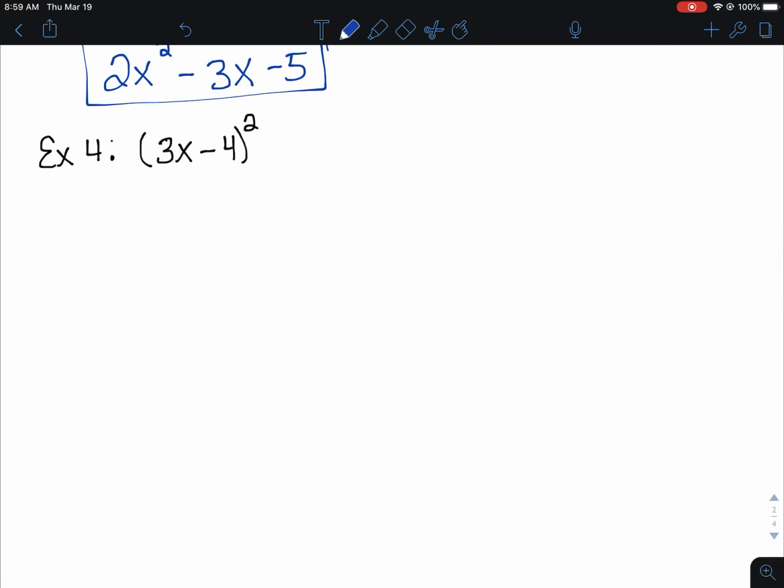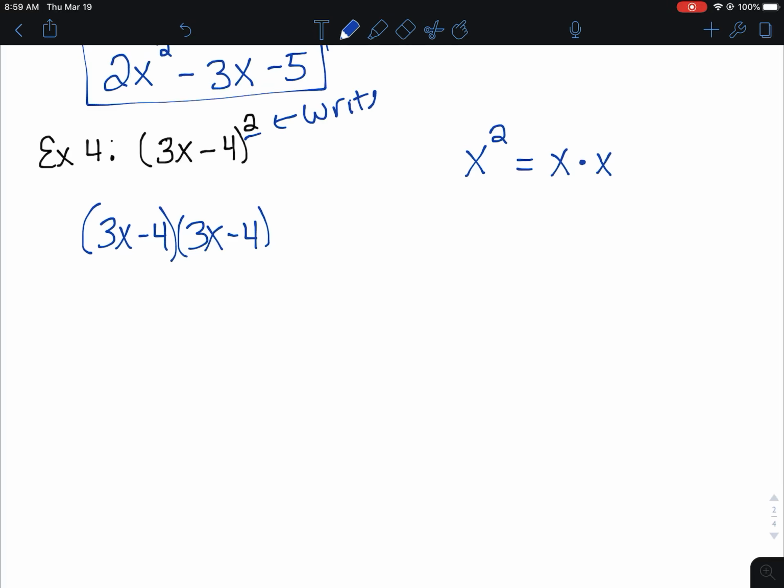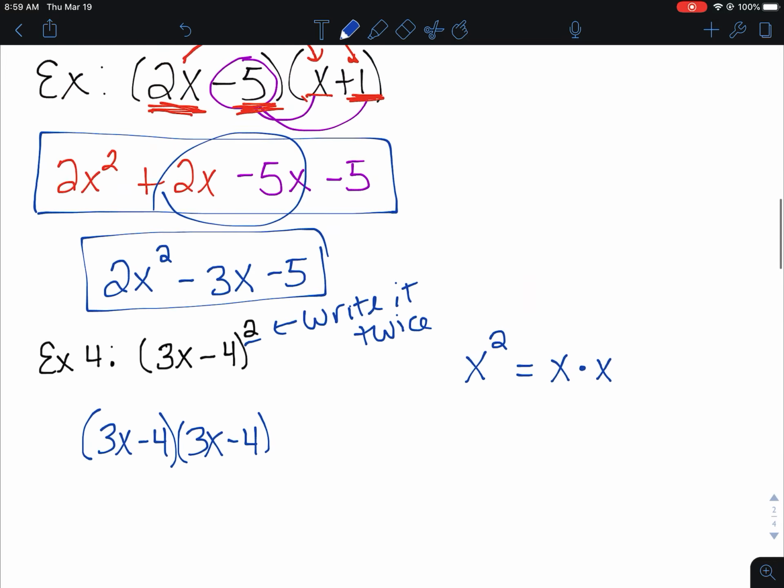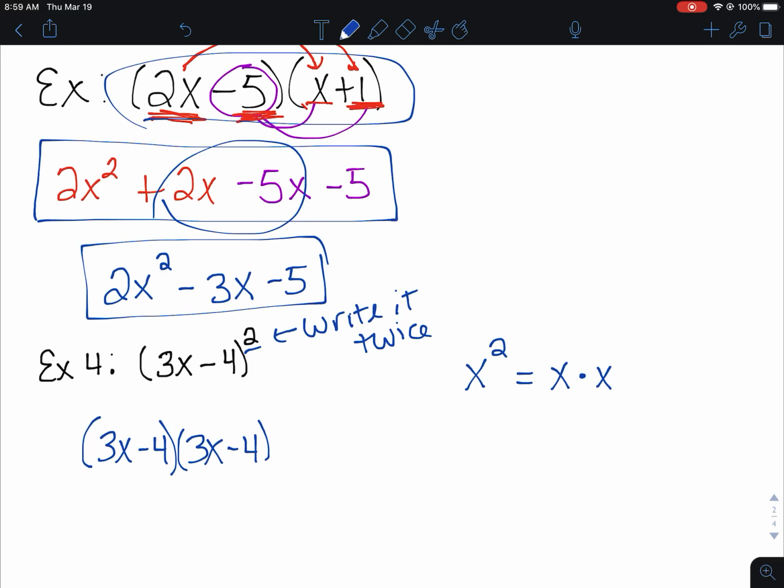The fourth example that I have here is still going to be a double distribution, but we have to remember what this is really saying. So remember, if I gave you something like just x squared, we know that that's really x times x. So if I have 3x minus 4 squared, that's really 3x minus 4 times 3x minus 4. All right, so this power here tells me to write it twice. And then once we write it twice, now it looks just like this problem up above.